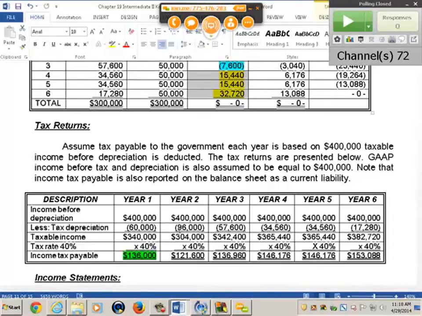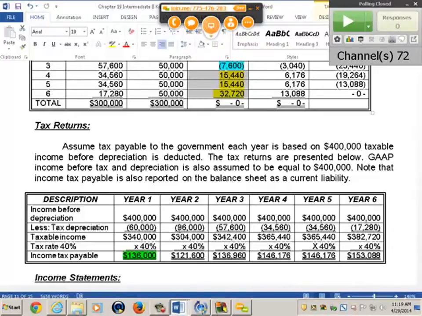On the tax returns, let's see what's happening. First of all, tax return, this is something I always say to be careful with when you're doing problems or exams. You got to make sure you use the tax depreciation. So you always have to try to get to the tax depreciation. In year 1, you've got 400,000 of income. Tax depreciation, as you can see from the MACRS table, is 60. Taxable income's 340. At 40%, that's my tax payable.